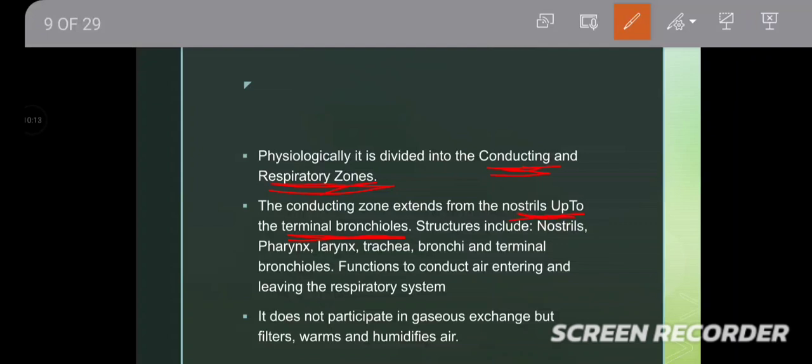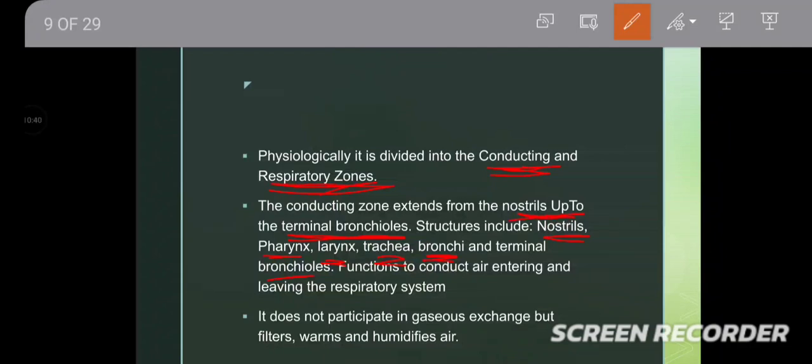It extends from the nostrils up to the terminal bronchioles, and it includes structures such as the nostrils, the pharynx, the larynx, the trachea, the bronchi, and the terminal bronchioles. The main function of the conducting zone is to do what? To just conduct air entering and leaving the respiratory system. That's the main function of the conducting zone.